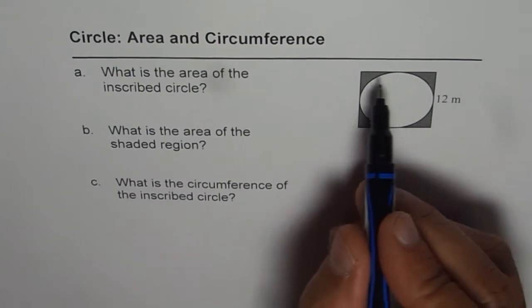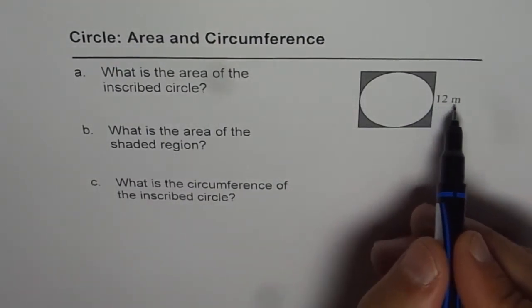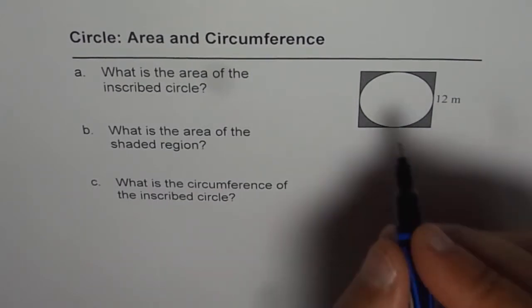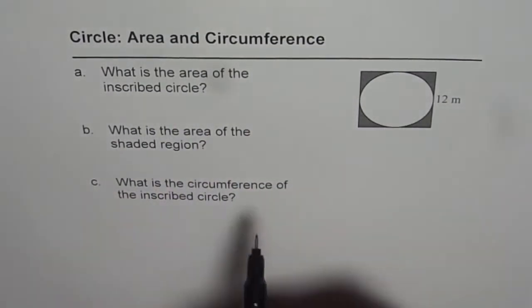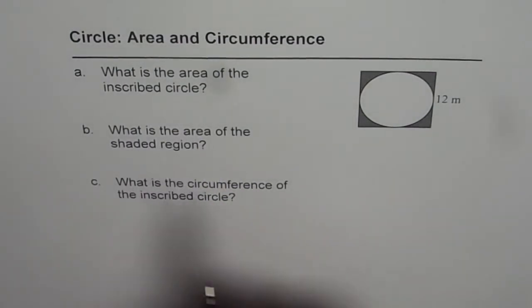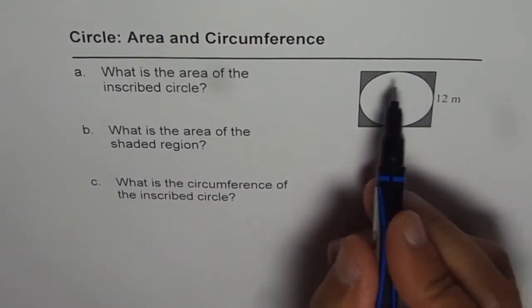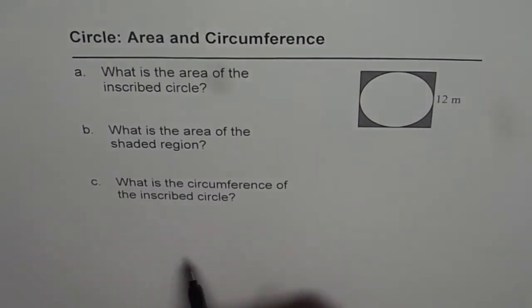So we have a circle which is inside a square. The dimensions of the square are 12 meters by 12 meters. Now we need to find the area of this inscribed circle. That's part A. Part B is, what is the area of the shaded region? So that area, right? The shaded region. And part C is, what is the circumference of the inscribed circle?